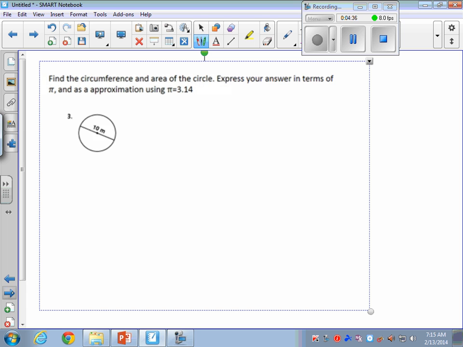The last one on your page. Be careful here, because the diameter is 10, that means radius equals 5 meters. It's always a good idea to write that. C equals pi d. I can use diameter here because I have it. So that equals pi, and the diameter is 10, so we would say the circumference equals 10 pi.